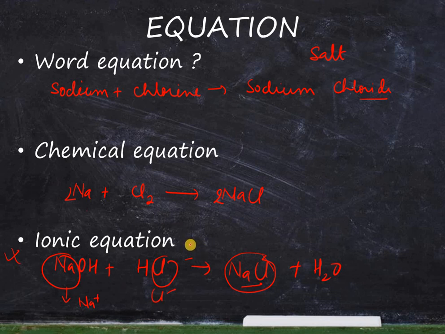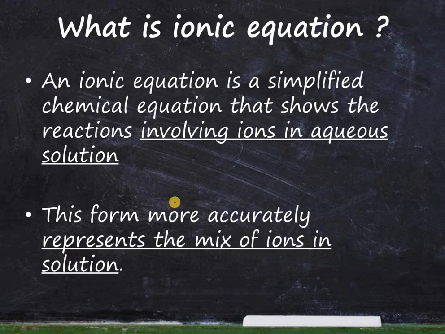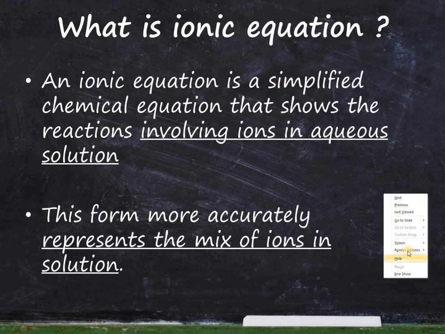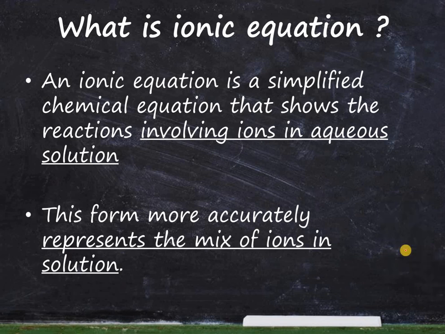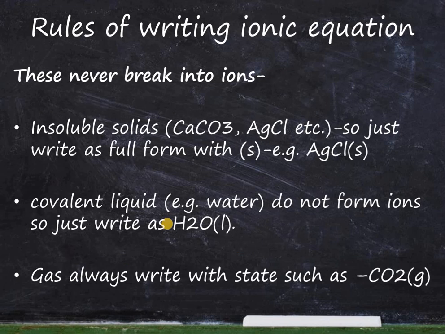So this is not an ionic equation. What is an ionic equation? An ionic equation is an equation written in a simplified version where we just show all the ions which are involved in the equation. And why do we need to understand this equation? Because this will tell you accurately what different ions are present in the solution. So there are certain rules when writing the ionic equation.